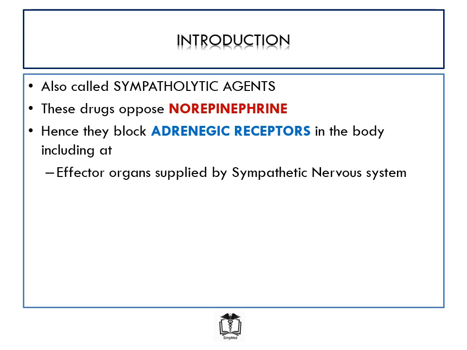If you remember from our module on the introduction to ANS pharmacology, most of the adrenergic receptors are going to be found on effector organs supplied by the sympathetic nervous system. So, because adrenergic antagonists tend to block these receptors, we tend to refer to adrenergic antagonists as sympatholytic drugs because they tend to block the sympathetic nervous system eventually.